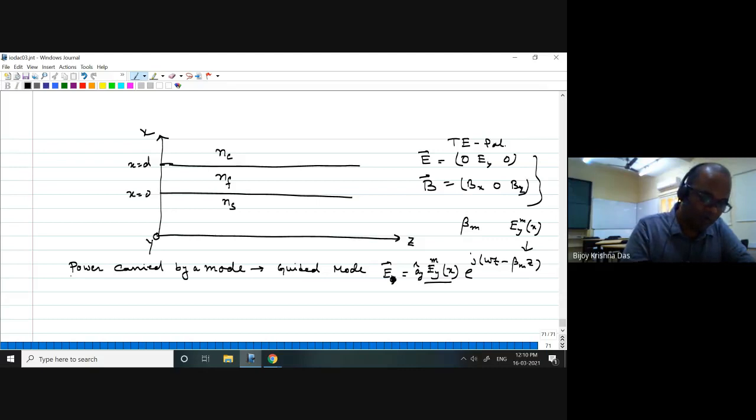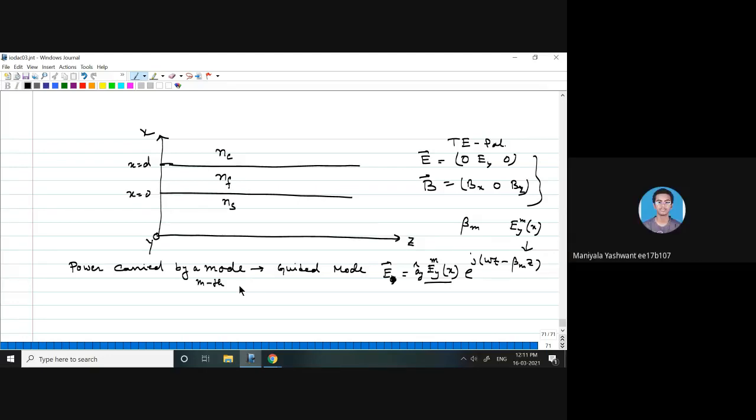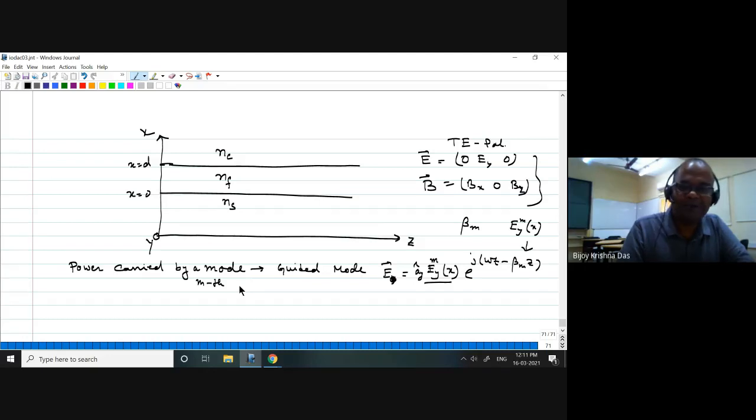Now if I take a certain mode, say the mth mode, that can be 0, 1, 2, and so on. I want to know how much power it can carry. What is your guess? Mod E square by 2? No, answer to the point. If I ask you how much power a mode can carry, is it just 1 milliwatt, 2 milliwatt, 5 milliwatt, or just any number?